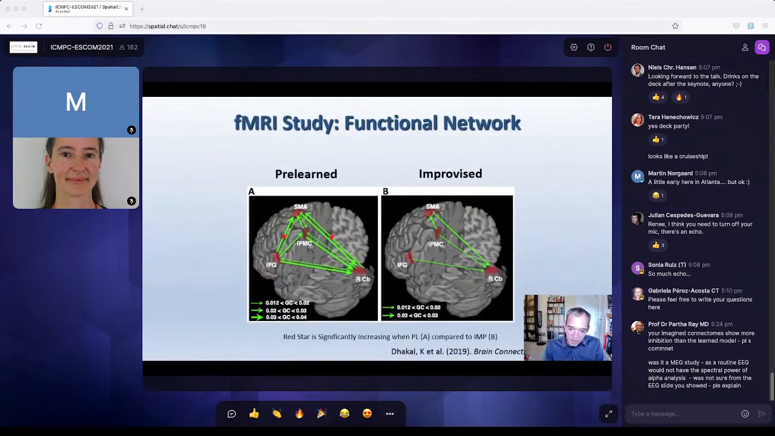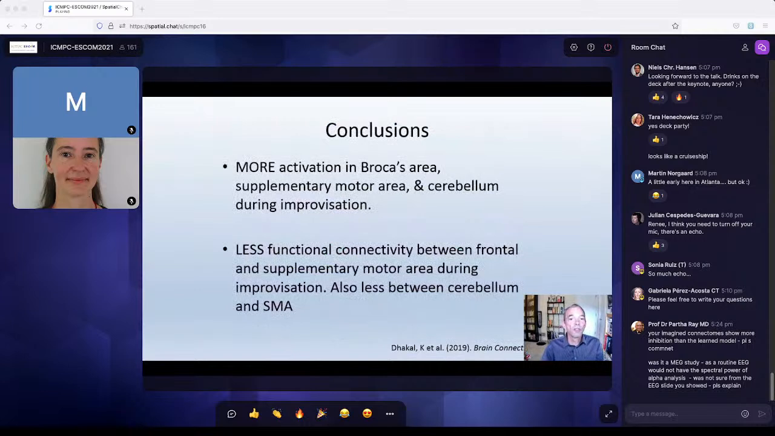But here, the most interesting is that when we looked at functional connectivity, and again we looked at Granger causality, we used seed regions that were determined from the regions that had differences in activations in the contrasts, and looked at connectivity between those 4 regions. Just like with the EEG study, we find more connectivity in the pre-learned compared to the improvisation condition. So to summarize this study: more activation in Broca's area, supplementary motor area, and cerebellum, and less functional connectivity between frontal and supplementary motor areas during improvisation.